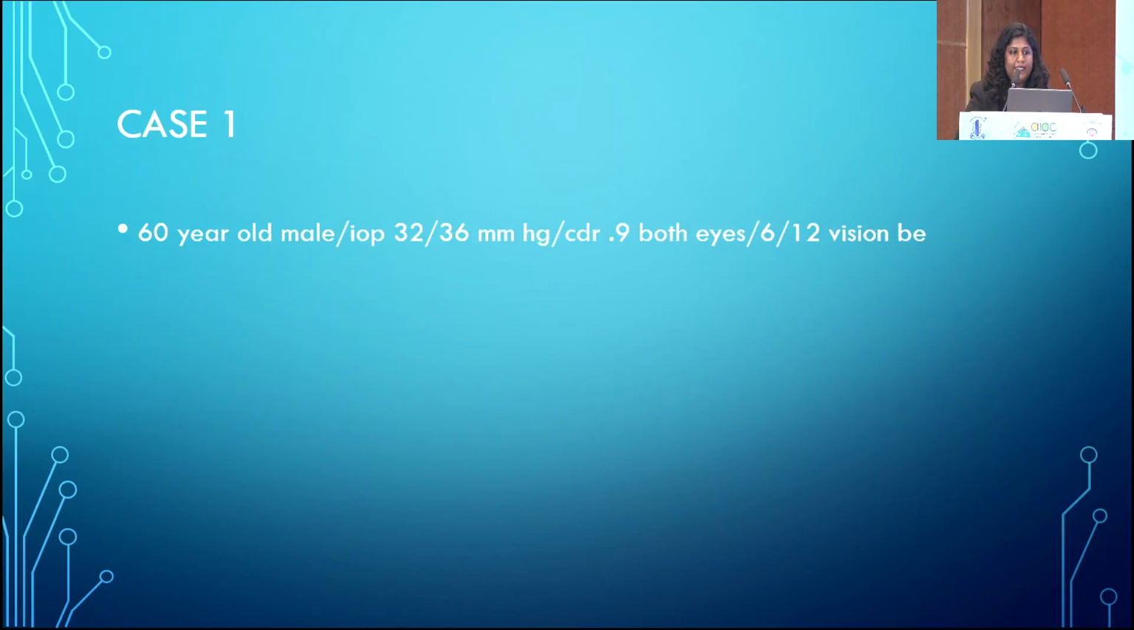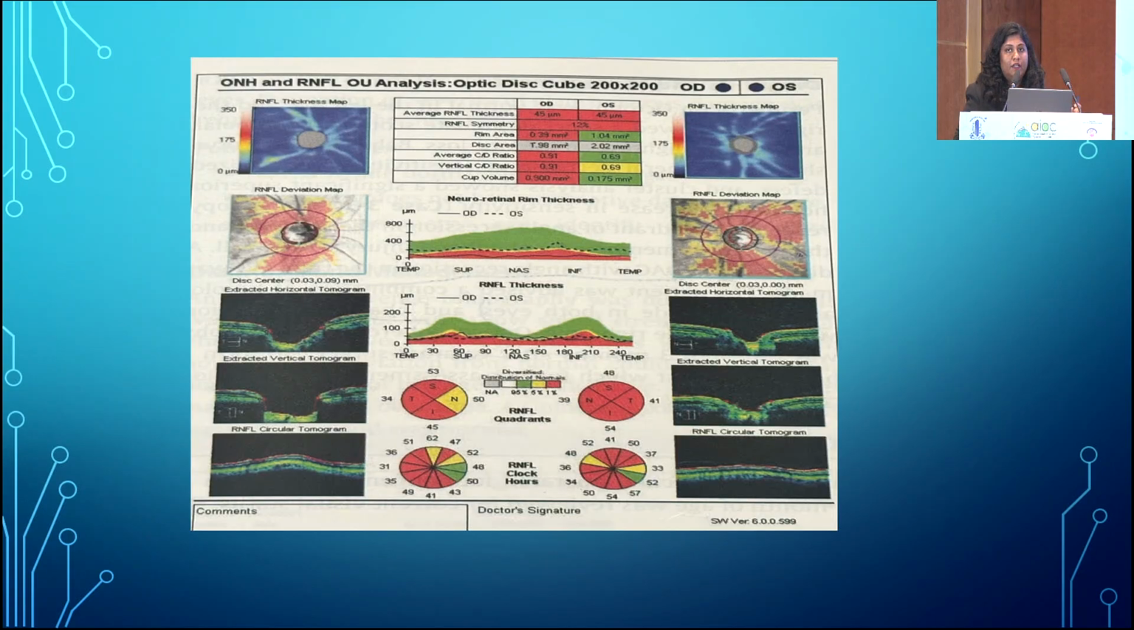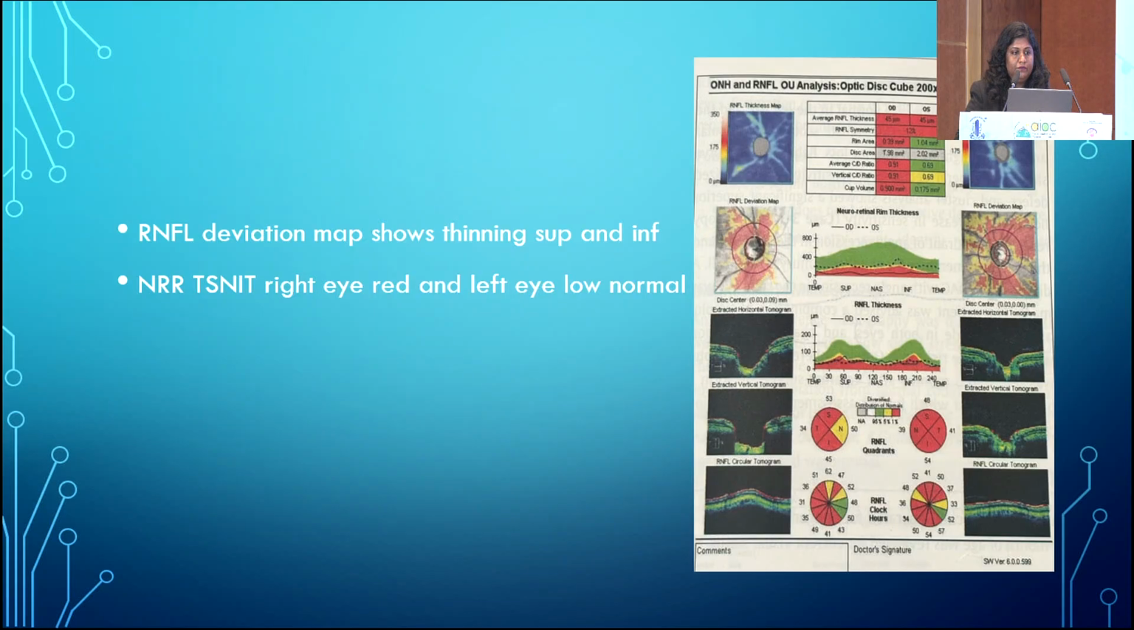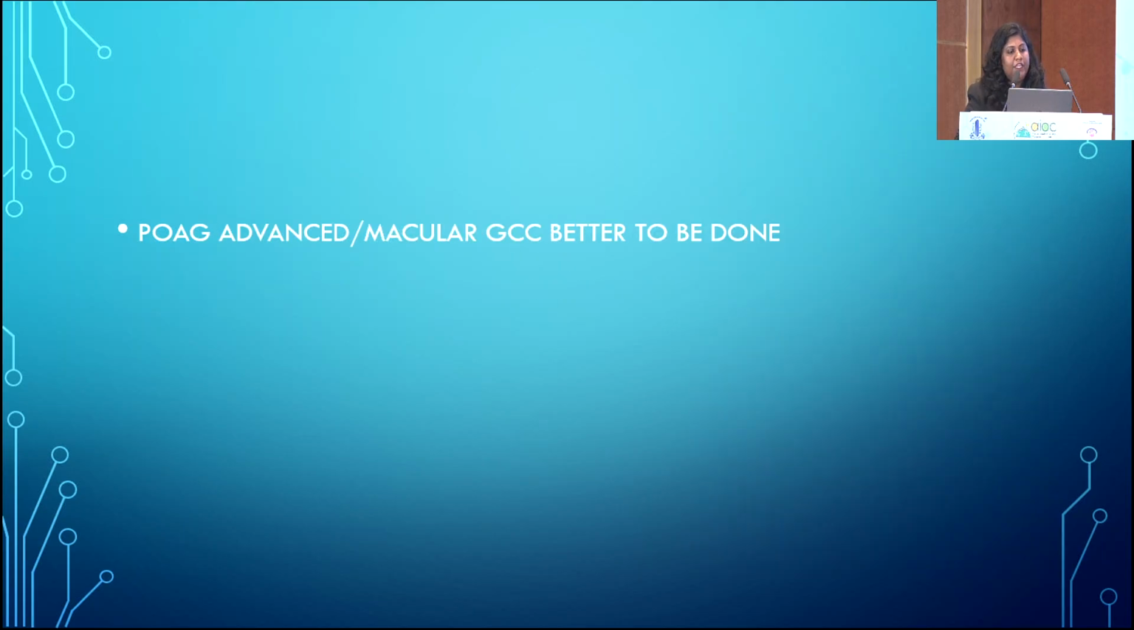So let's go through one case. A 60-year-old male with IOP 32 and 36 millimeter of mercury, cup disc ratio of 0.9 in both eyes, vision 6/12 in both eyes. So let's see, this is the OCT. What do you see in this OCT? You can see the RNFL deviation map shows thinning, superior and inferior. Okay? And the NRR in the temporal, superior, nasal, inferior in the right eye is red, and the left eye is normal. So what is it? It is advanced POAG. Maybe macular GCC is better to be done in this case.